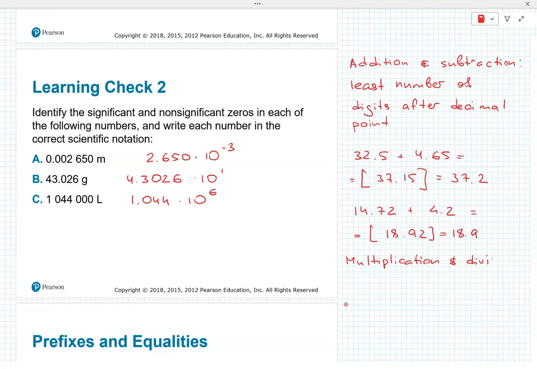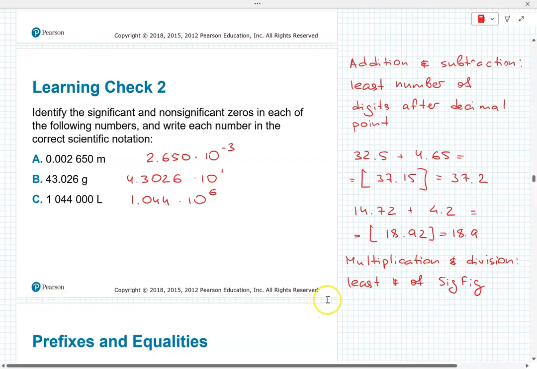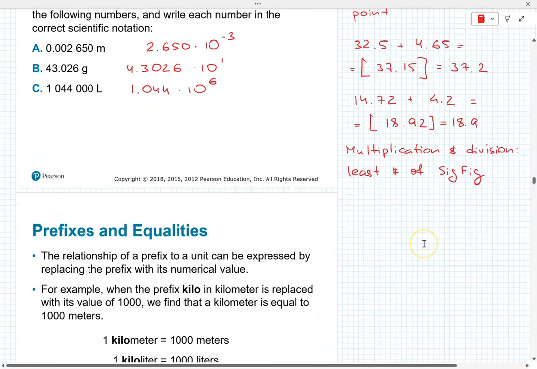Multiplication and division: use the least number of significant figures. Okay?